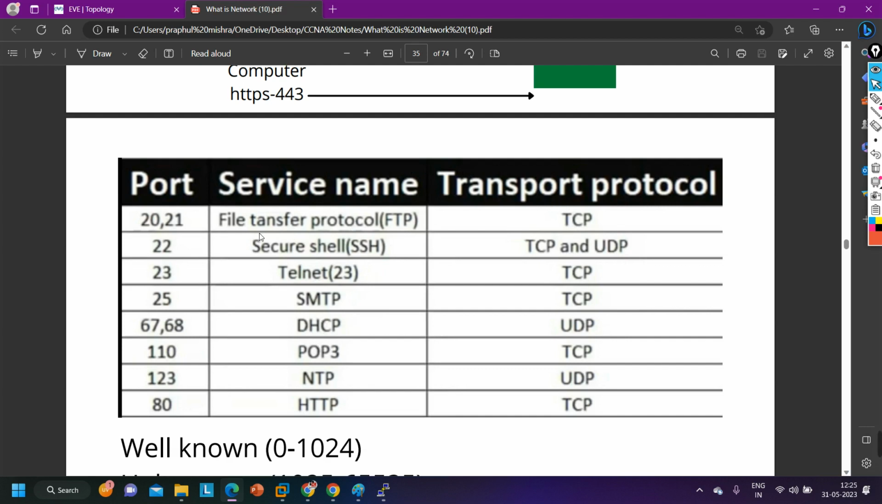But for now, you just need to keep in mind which protocol is using which service at the transport layer. Like see, FTP, File Transfer Protocol, uses the TCP service at the transport layer. Secure Shell uses both TCP as well as UDP. There are only two protocols at the transport layer, TCP and UDP. Some services of the application layer are using TCP and some are using UDP. So you have to keep in mind these protocols only, and DNS. Which service do these protocols use at the transport layer?